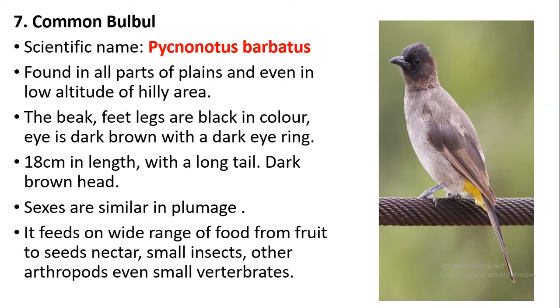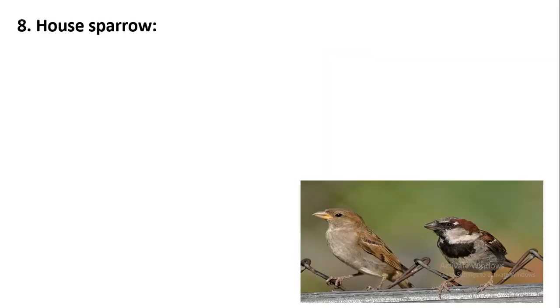Plumage means the bird feathers. The male and female feathers are almost similar. It feeds on a wide variety of food, that is, it eats fruits, seeds, nectar, small insects and other arthropods, and even some small vertebrates.